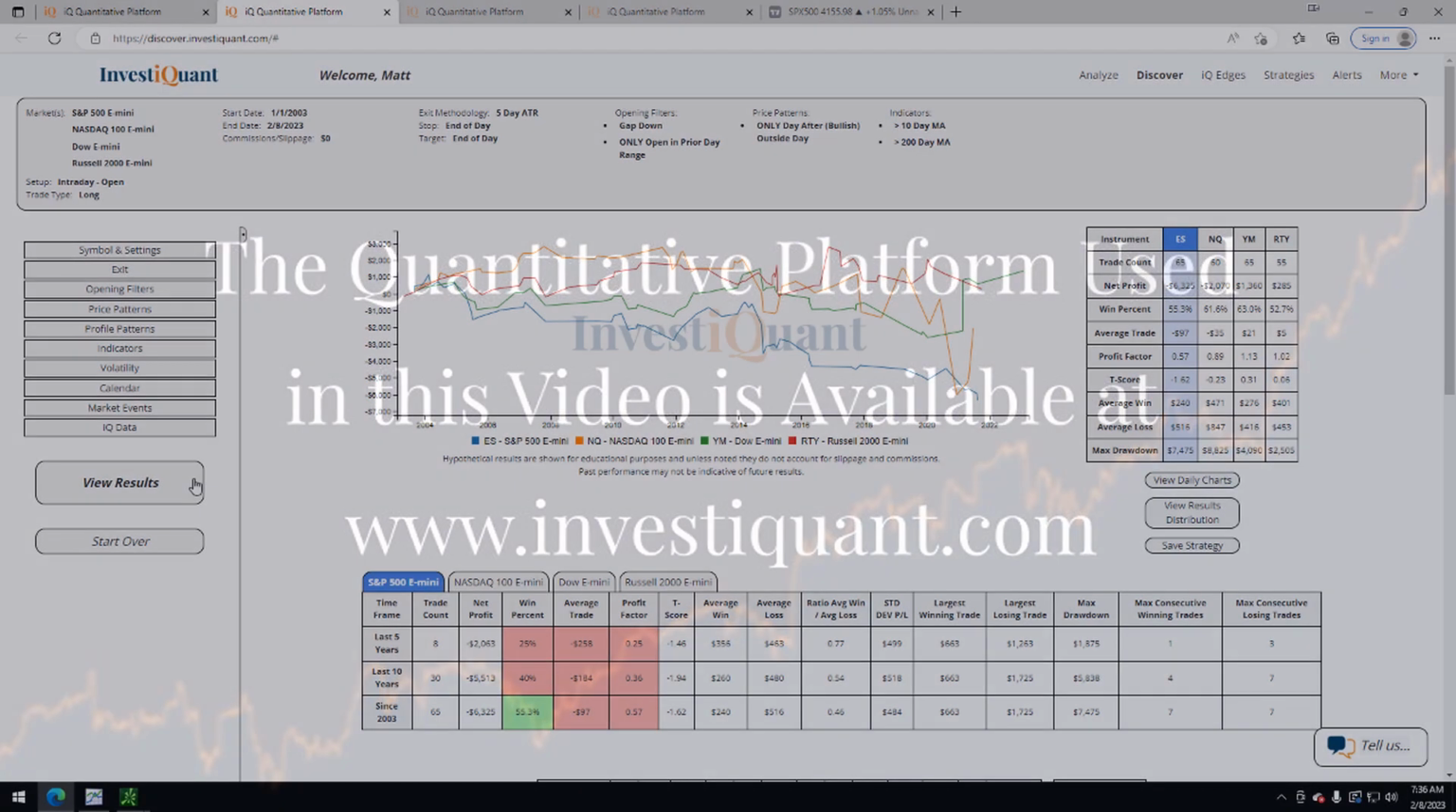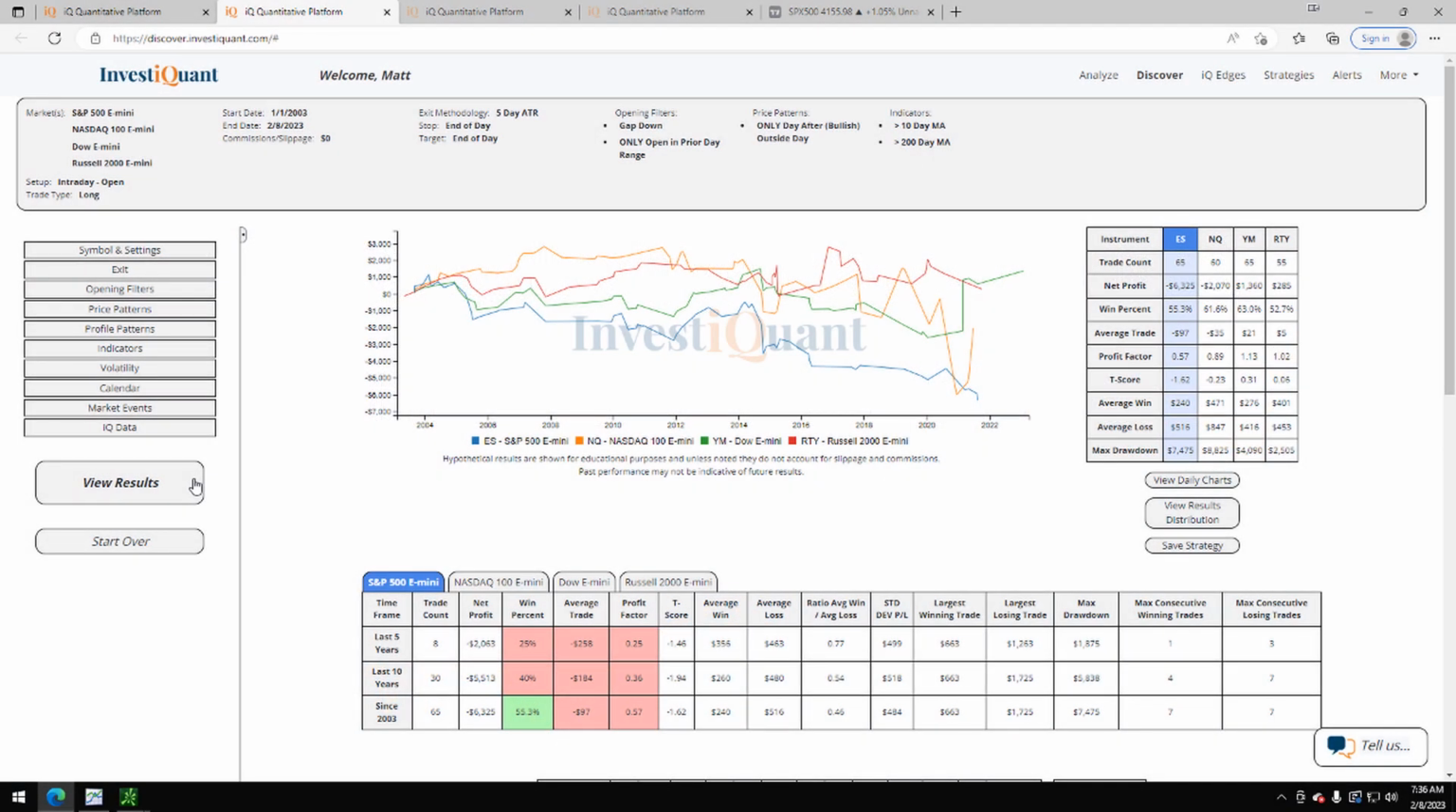All right, here we go. These are the results based upon entering the market long at 9:30 a.m. Eastern Time, exiting at 4:15 p.m. Eastern Time, when you are gapping down within the prior day range, and the prior day was a bullish outside day that closed above a 10 and 200-day simple moving average. Historically, we've got 65 samples here in the S&P, 60 in the NASDAQ, 65 in the Dow, 55 in the Russell.